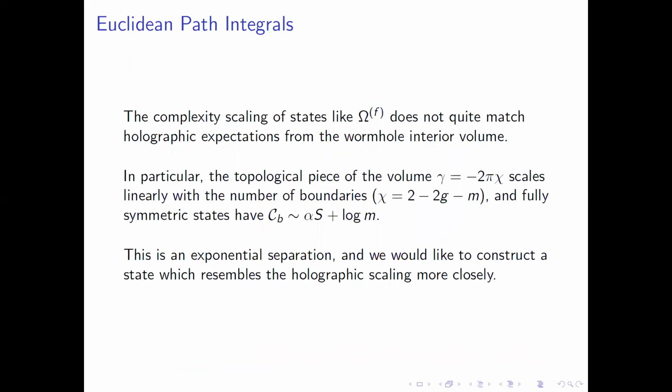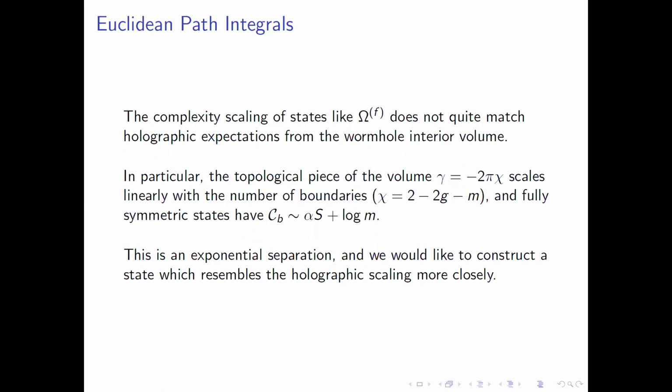So unfortunately, the complexity scaling of states like omega f that we discussed does not quite match holographic expectations from the wormhole interior. So if you've been paying attention very carefully, you probably already observed this. The topological piece of the volume, which is proportional to the Euler characteristic, scales linearly with the number of boundaries. So remember, here's the Euler characteristic, and we always consider genus G equals 0. But fully symmetric states have a binding complexity where the constant piece, the piece that is independent of the entropies, scales like the logarithm of m. So this is a pretty large separation.